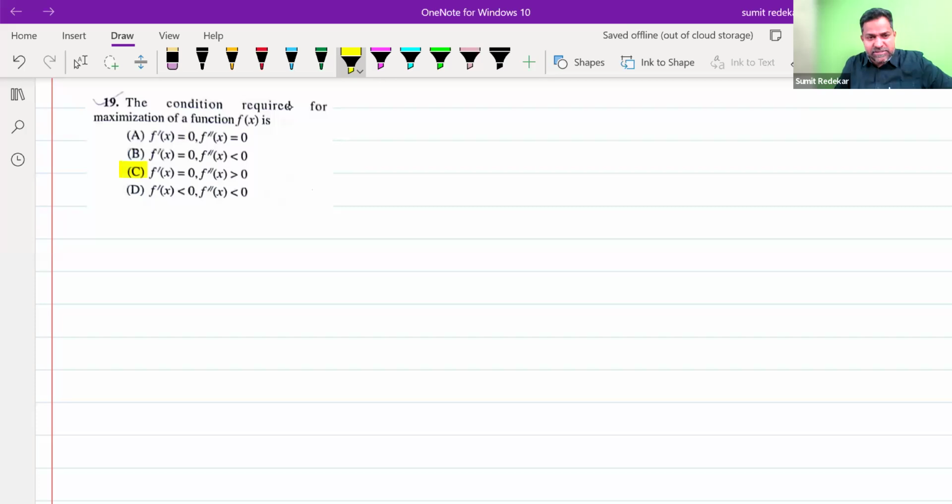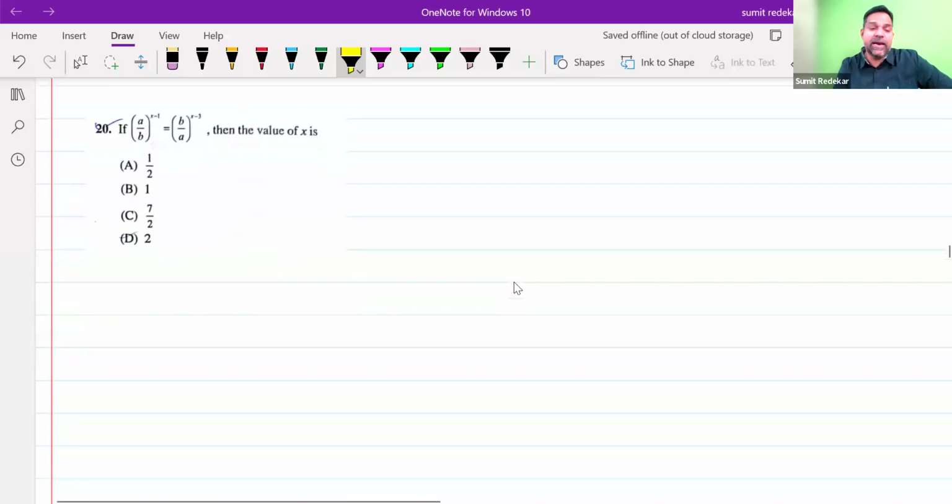And the answer is going to be C anyway, because you take a first order derivative and take it equal to 0. And then you take a second order derivative, substitute that, and make sure the value is the right sign for a maximum. That is question number 19.